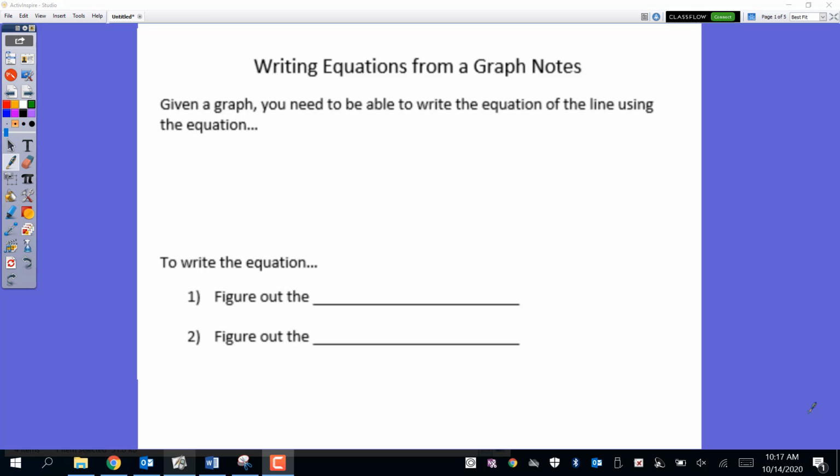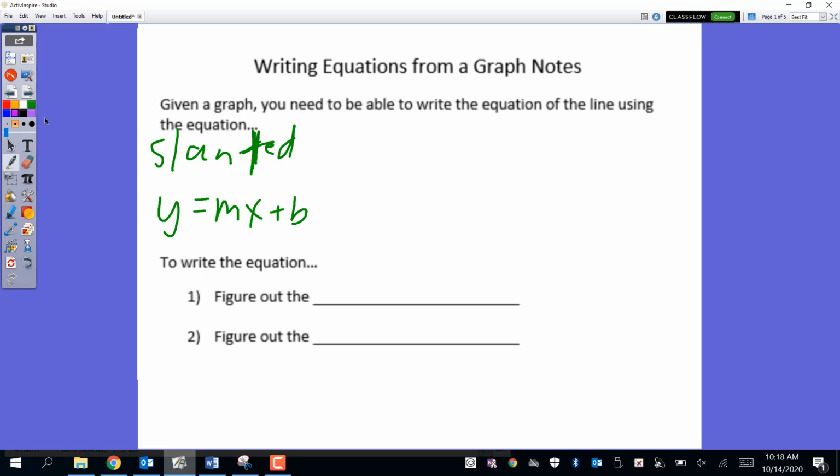Okay, so we have taken equations and graphed them, and now we have to go from the graph to the equation. To write the equation, if it is a slanted line, you're going to do y equals mx plus b. That's our normal slope-intercept equation. That's how we're used to seeing it.